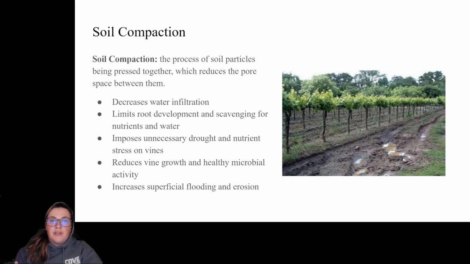So soil compaction is the process of soil particles being pressed together, which reduces the pore space between them. This will decrease your water infiltration, limit root development and scavenging for nutrients and water, impose unnecessary drought and nutrient stress on vines, reduce your vine growth and healthy microbial activity, and increase superficial flooding and erosion. So, not a good time.